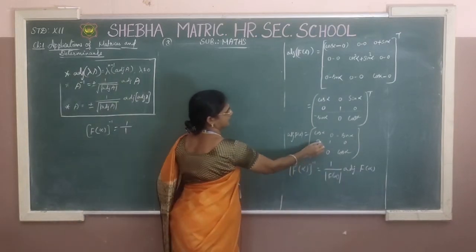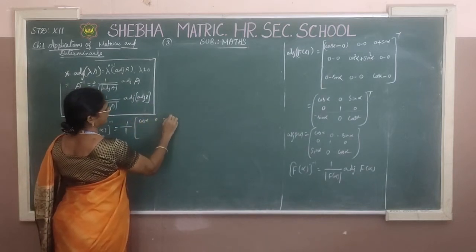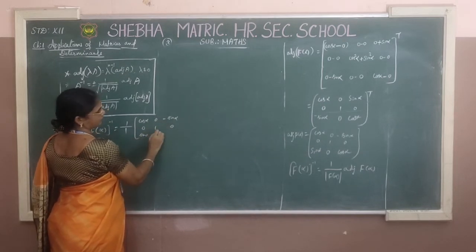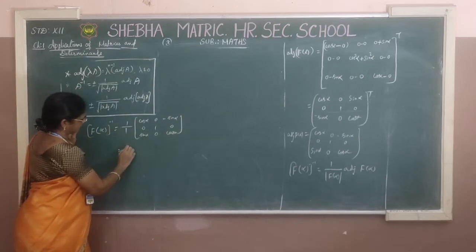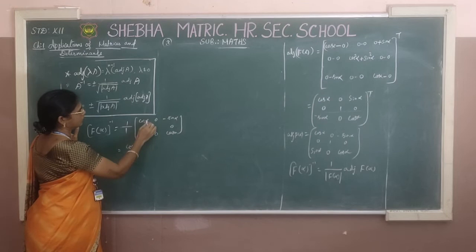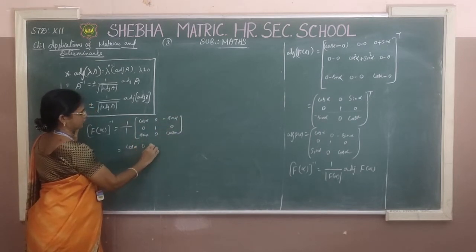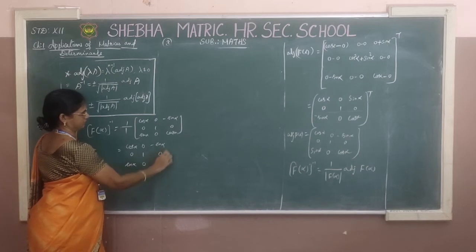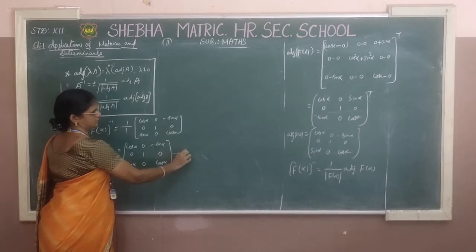This is our adjoint of f of alpha. So, write cos alpha 0 minus sin alpha 0 1 0 and sin alpha 0 cos alpha. So, what we come? Listen, here 1 by 1 is there. So, you have to write the matrix only as it is, cos alpha 0 minus sin alpha 0 1 0 sin alpha 0 cos alpha. This is our left hand side. So, mark this as first equation.